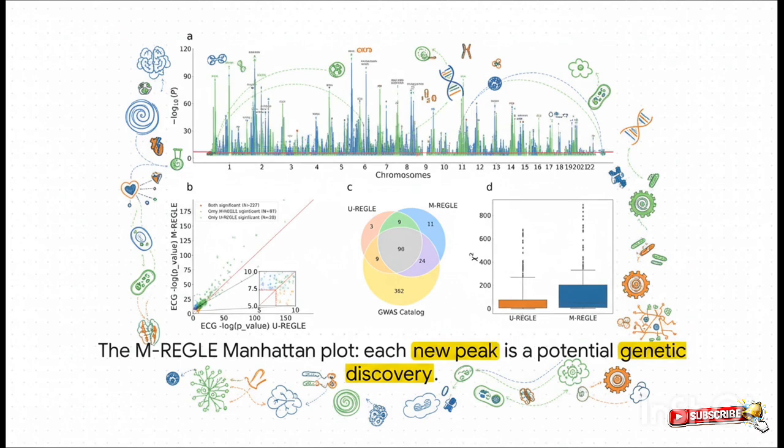This is a Manhattan plot, and it basically shows us all the genetic discoveries REGLE made when it looked at 12 different heart readings, ECG leads, all at once. Every single one of those giant peaks shooting up past that red line, that's a potential new genetic discovery for heart health. By putting all the data together, it's finding stuff that was just impossible to see before.